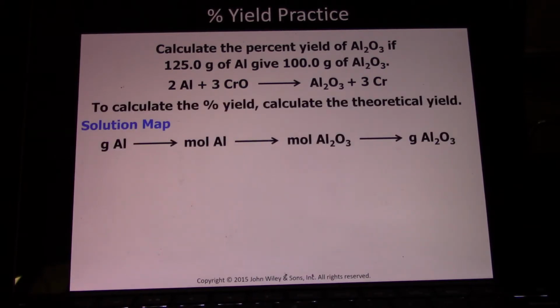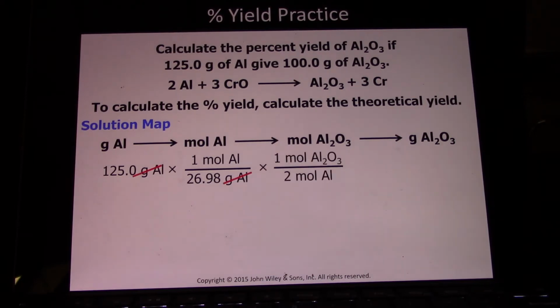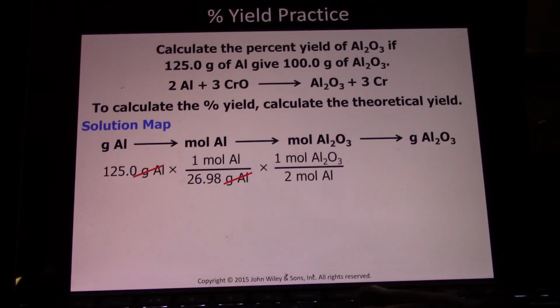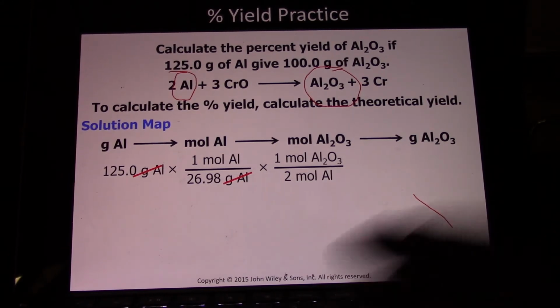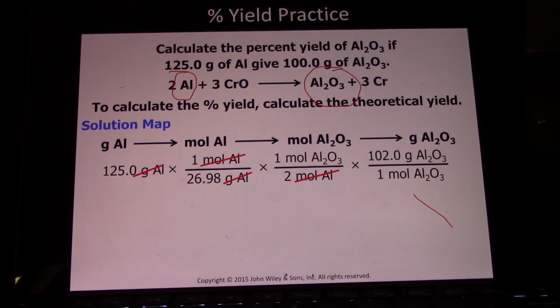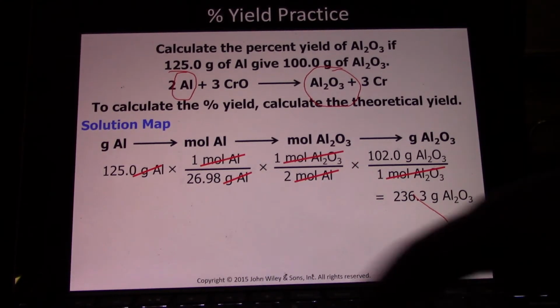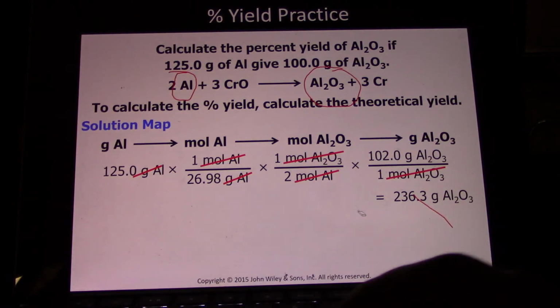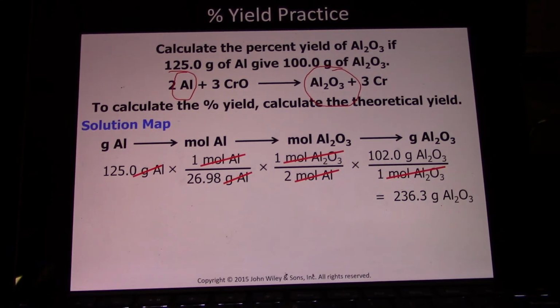But we run our theoretical yield. I have 125 grams of aluminum. I use my trusty periodic table to find the molar mass to convert to moles. And it is a 1-to-2 ratio. I will produce 1 mole of aluminum oxide for every 2 moles of aluminum consumed. Convert back to grams. In theory, I could make 236.3 grams of aluminum oxide.